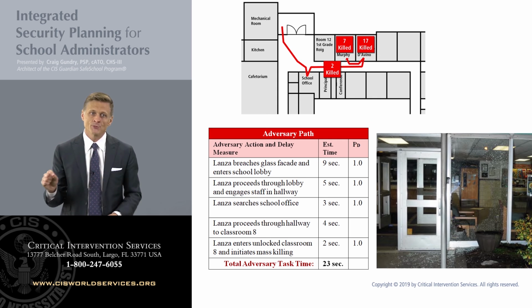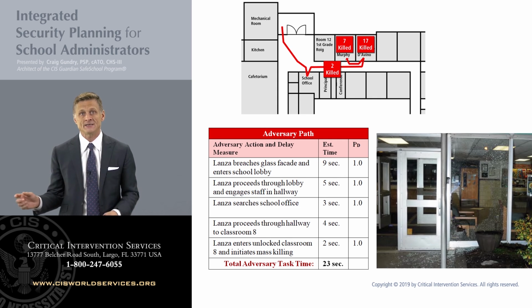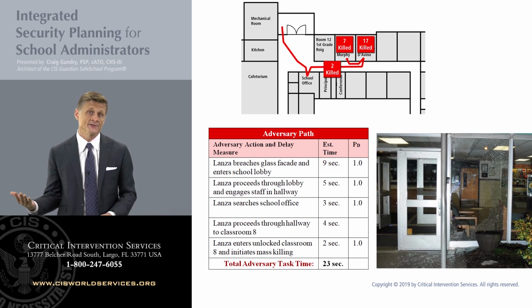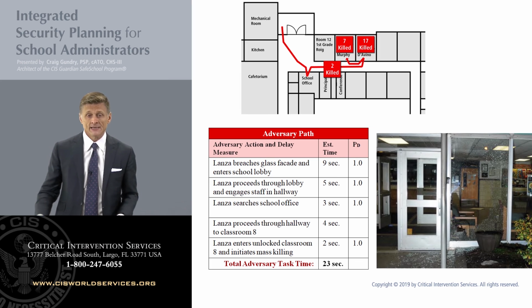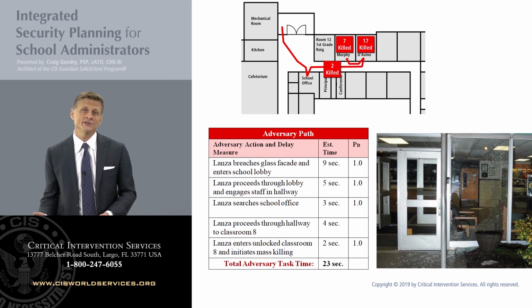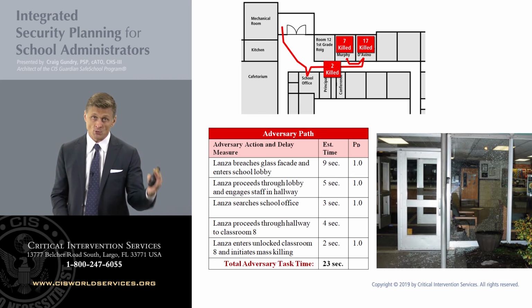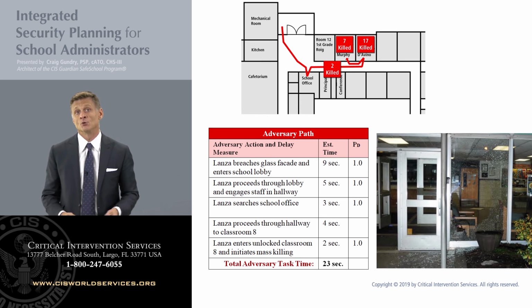He then proceeded through the hallway to classroom 8. That probably took approximately 4 seconds. Then he entered the unlocked classroom, aimed his rifle, and initiated killing. That probably only required maybe 2 seconds at most, and a probability of detection of 1.0. This brought the total cumulative adversary task time to 23 seconds from the first point of detection, which is where he fired and broke the exterior window of the lobby.